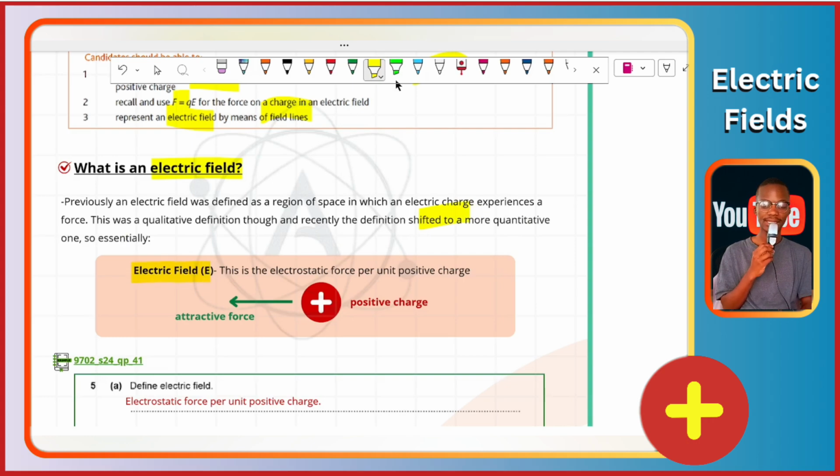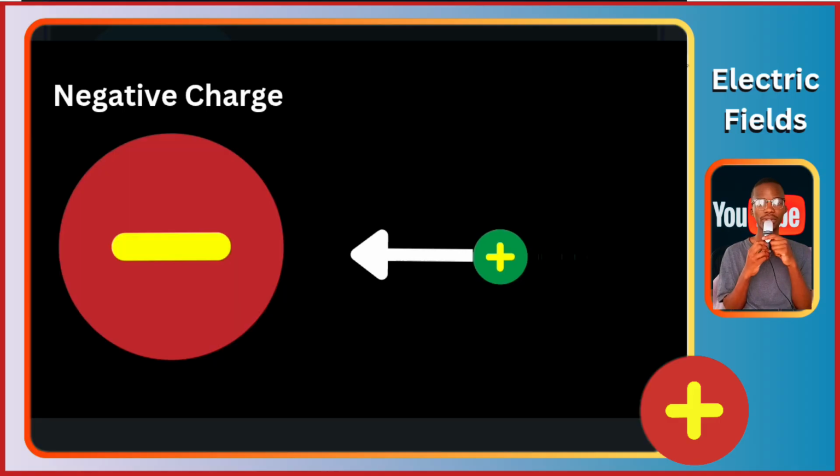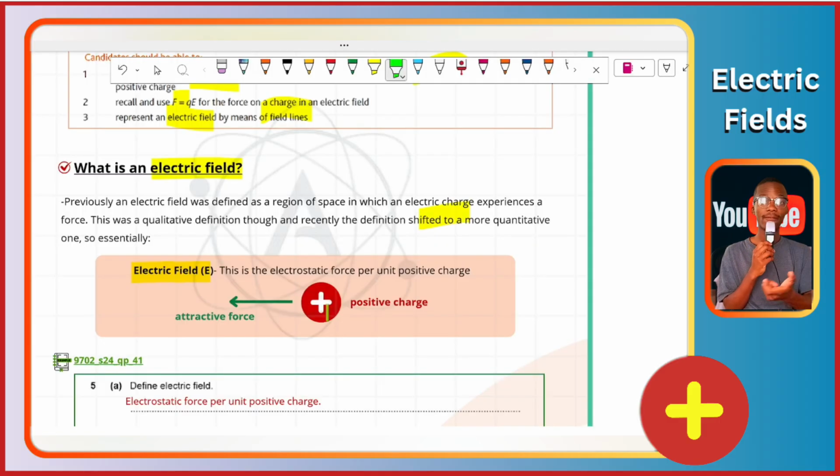It is defined as the electrostatic force per unit positive charge. Okay, so if you have a positive charge that is present over here, so this is my big positive charge, what force does that charge experience, right? It can be an attractive force, it can be a repulsive force, but what force does that charge experience? That is an electric field, right?